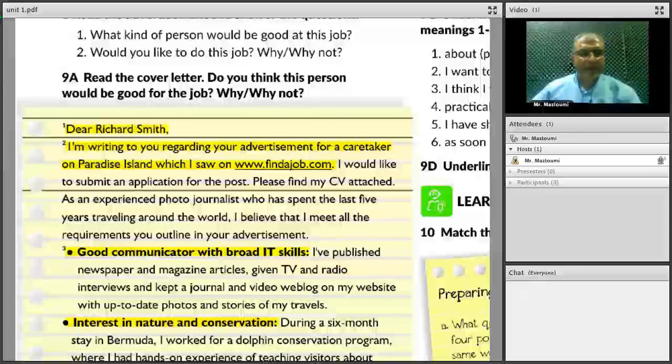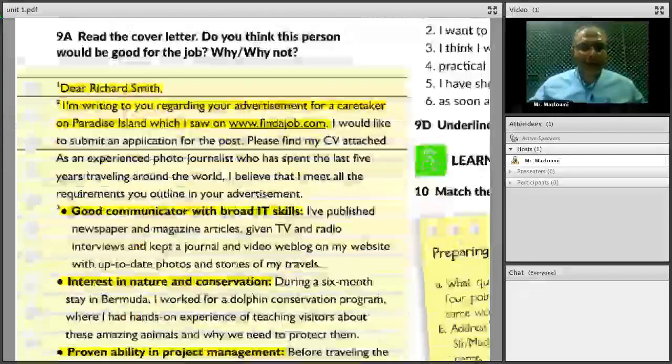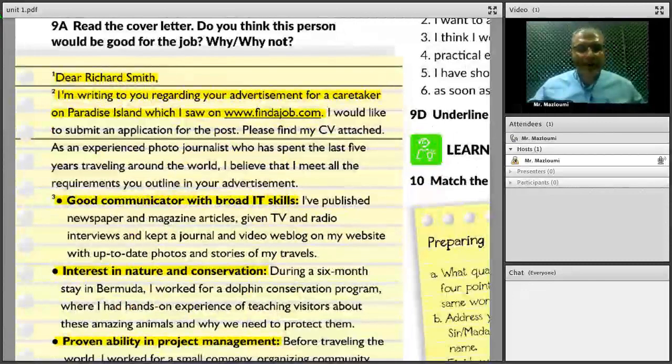So the person is interested in the job, so he's going to submit an application for the job. He'd like to apply for it. Please find my CV attached. The person has included a CV. CV stands for curriculum vitae or resume or just vitae. It contains some information about your education, your qualifications, your background, family, CV.